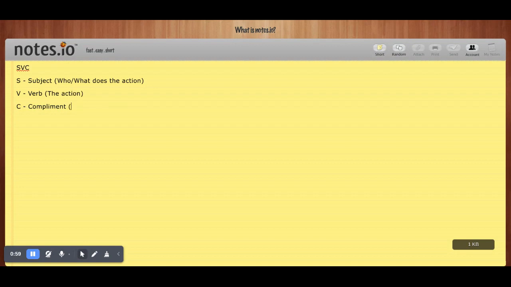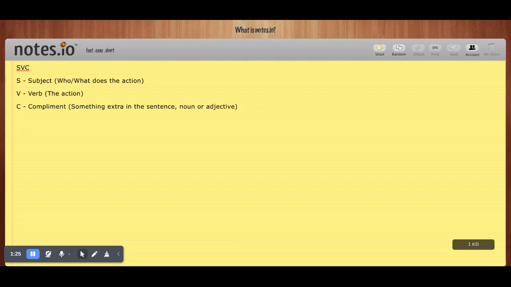And finally, the complement. I usually like to say just something extra. You can think of something complementary as kind of being included, so kind of to go along with other things. And so a complement is basically just something extra in the sentence. And it's usually in the form of a noun or an adjective.